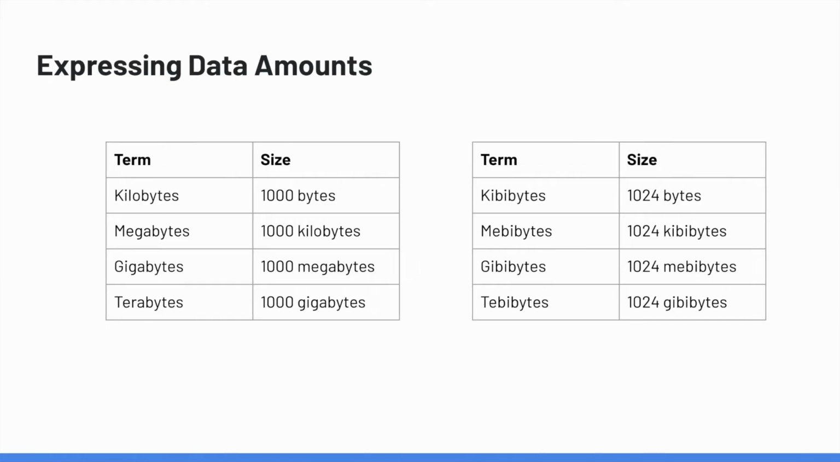Let's get started. So the first topic we're going to cover here is expressing data amounts, and this is relatively straightforward. So basically, one thing to remember is that 1000 bytes is going to be 1 kilobyte. 1000 kilobytes is going to be 1 megabyte, 1000 megabytes is going to be 1 gigabyte, and so forth. And for some context, 1 byte equals 8 bits, and each bit is going to be like a 1 or 0, so a single binary value. And we'll go more into binary values pretty soon here.